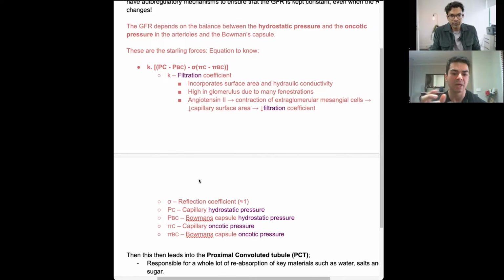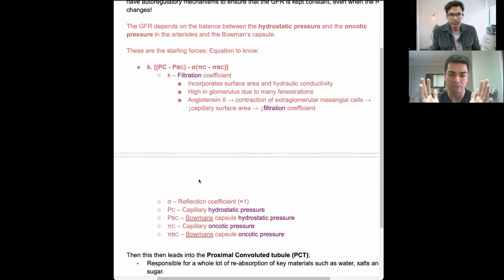Minus, you've got this sigma coefficient. So it's a reflection coefficient. So it basically means how leaky things can be. It's a range from 0 to 1, where 1 means it's complete, whereas 0 means things can go through quite easily. So that sigma reflection coefficient times your capillary oncotic pressure, which wants to prevent filtration going through, minus your Bowman's capsule oncotic pressure, which actually encourages your filtrate to come through.